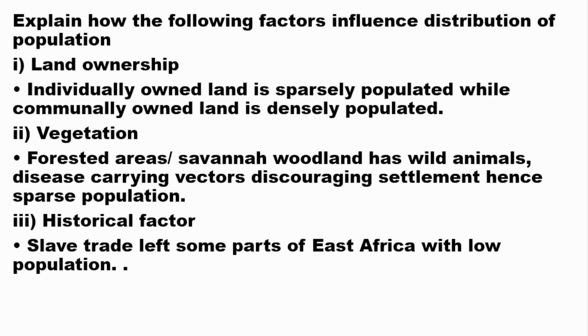Explain how the following factors influence the distribution of population. One is land ownership, and we see that individually owned land is sparsely populated while communally owned land is densely populated. We have vegetation: forested areas and savanna woodland have wild animals and disease-carrying vectors discouraging settlements, hence sparse population. Then historical factor: the slave trade left some parts of East Africa with low population.